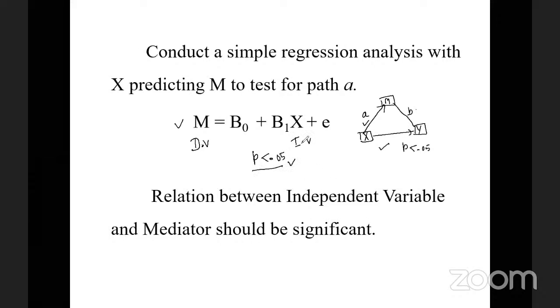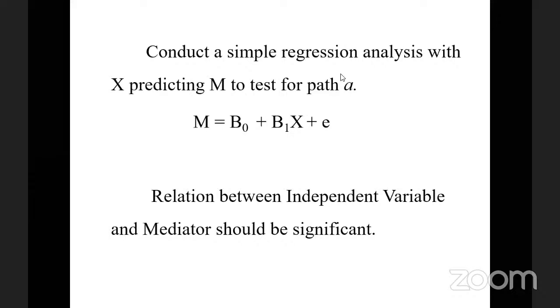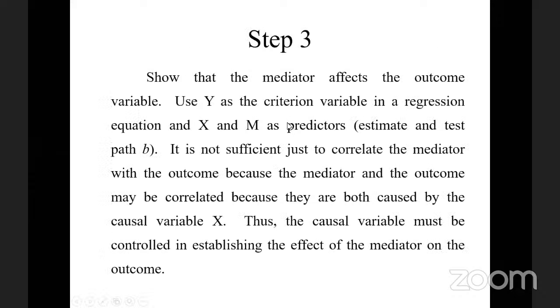Now the third step: show that the mediator affects the outcome variable. Use y as the criterion variable in the regression equation, and x and m as predictors. It is not sufficient just to correlate the mediator with the outcome variable, because the mediator and outcome variable may be correlated since they are both caused by x. Thus the causal variable must be controlled in establishing the effect of the mediator on the outcome variable.